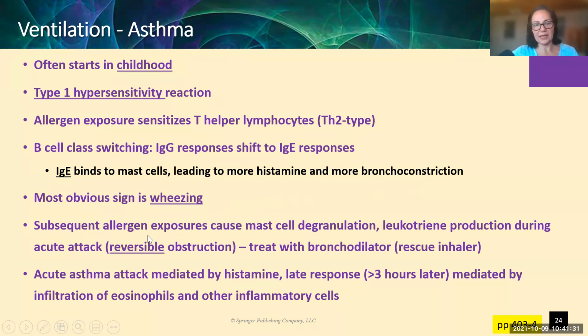Subsequent exposure to the allergen makes things worse. There's leukotriene production during an acute attack. This acute attack, fortunately, is reversible. It's an obstruction, and in an acute attack we treat it with a bronchodilator, something that's going to stimulate those beta-2 receptors and cause this to open up. A rescue inhaler. And it's a priority to get these patients breathing more easily.